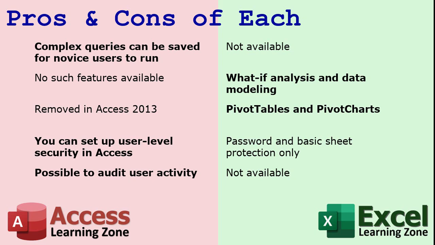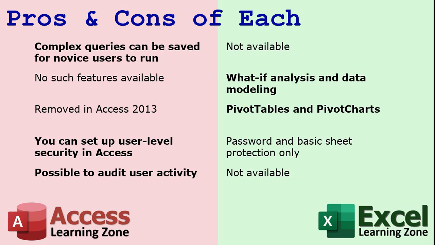They used to have pivot tables in Access 2010, but they removed them in 2013. Because, again, with pivot tables, it's better to just take the data that you want to pivot, export it out of Access, and then import it into Excel quickly, and you can run your pivot table then.